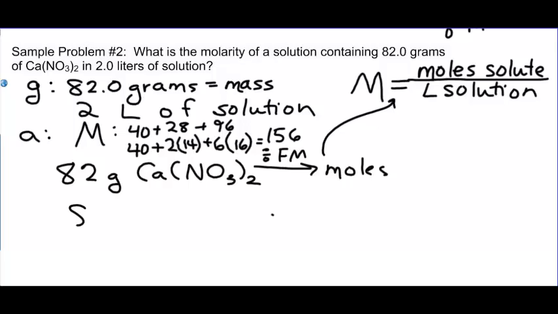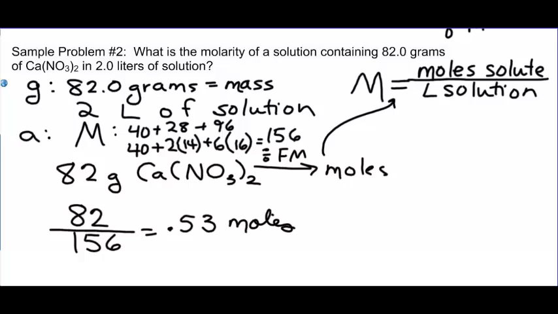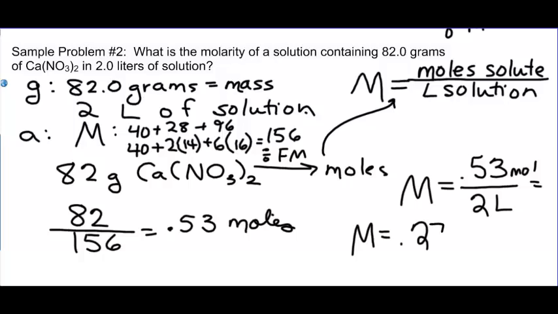So to get to moles, we take 82 grams and divide it by our formula mass of 156. That'll give us our moles. Remember, toward moles, divide. You get 0.53 moles. Now we have our moles and we have our liters, so we can plug into molarity. Molarity equals moles, 0.53, divided by liters, which is 2. So 0.53 divided by 2 gives us our molarity of 0.27. I'm just putting my answer in sig figs, molar.